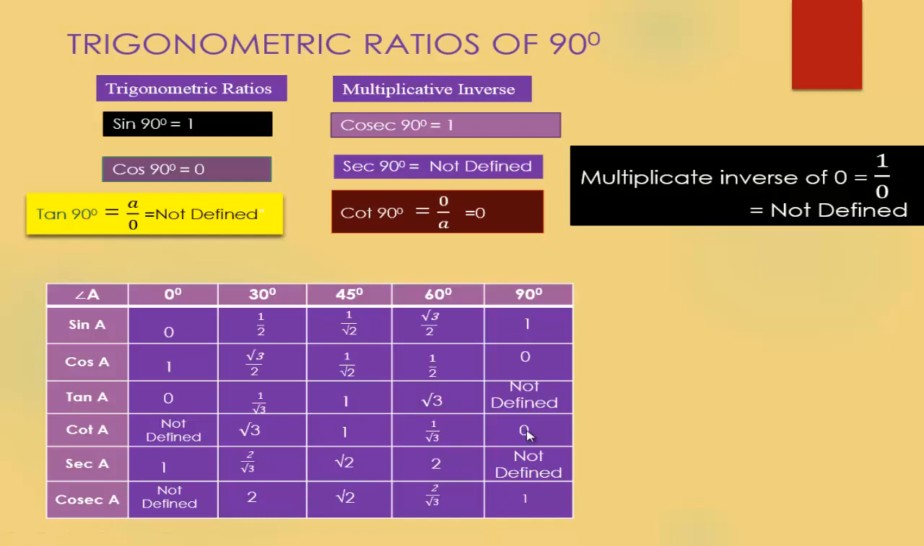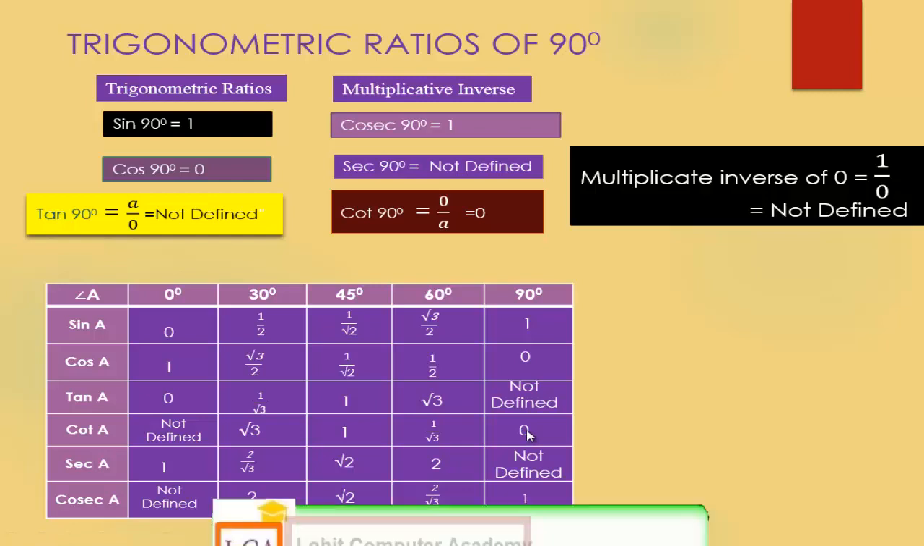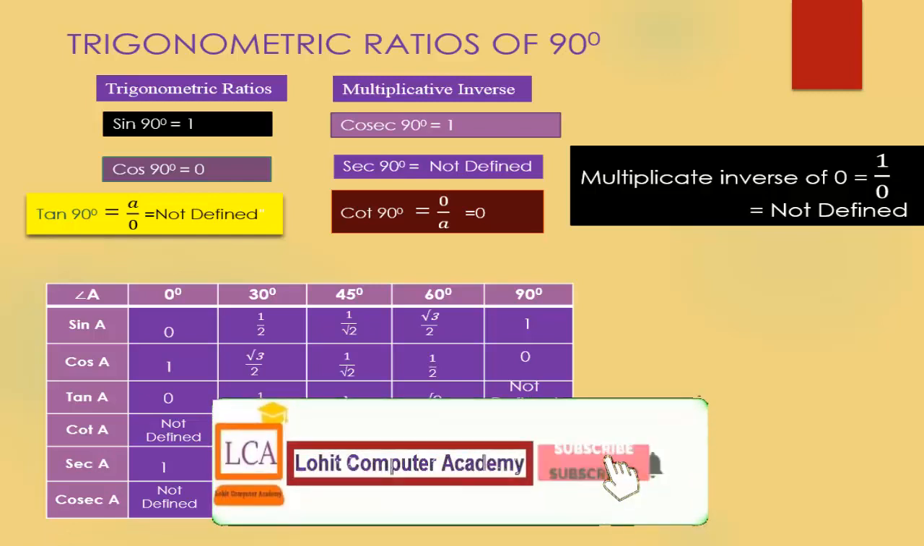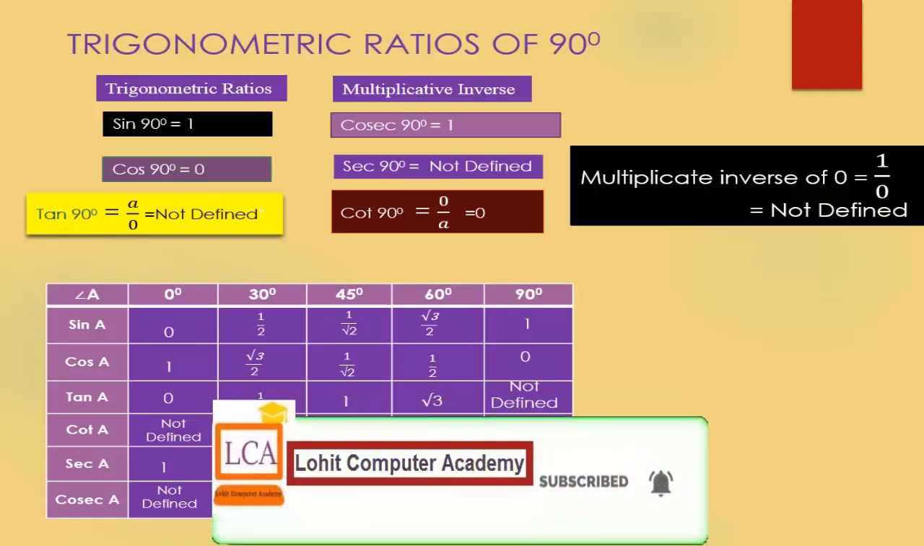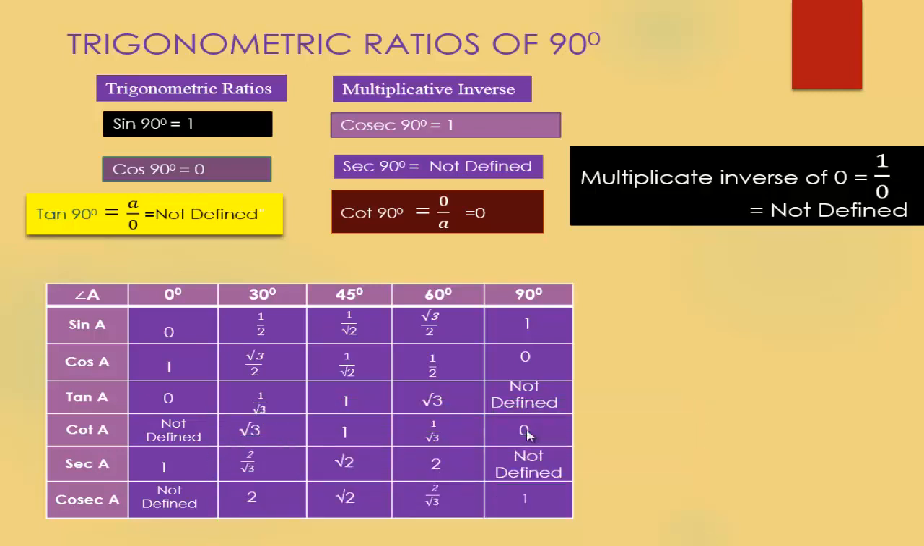That's it. With this, we have completed the trigonometric ratios of specific angles, that is 0 degrees, 30 degrees, 45 degrees, 60 degrees and 90 degrees. In the next class, we will see exercise 11.2.